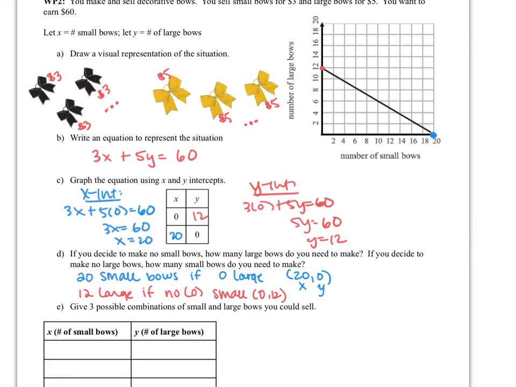So now what you're going to do is you're going to use this graph, just like we did before, to find some possible combinations of small bows and large bows that we could sell. It's also important that whatever you find for your ordered pairs, that you also make sure that the total amount of money adds to $60. Find those combinations, see if you can come up with 3. If not, try to get at least 1, maybe 2. Pause the video, press play when you're ready to check your answer.